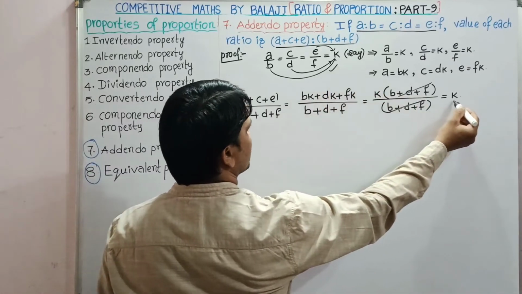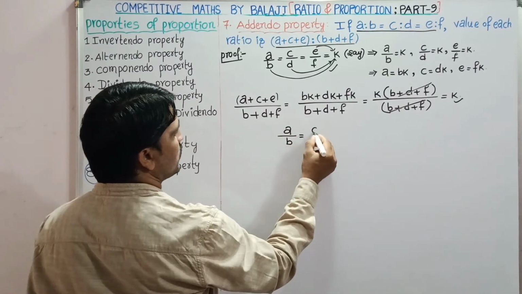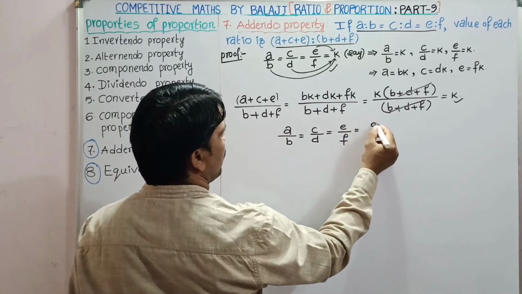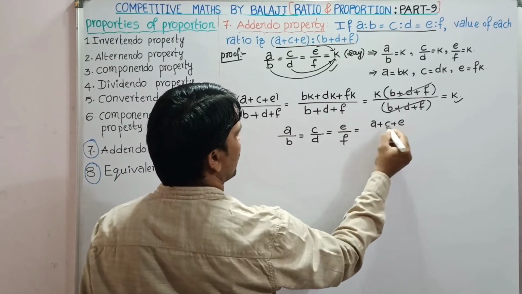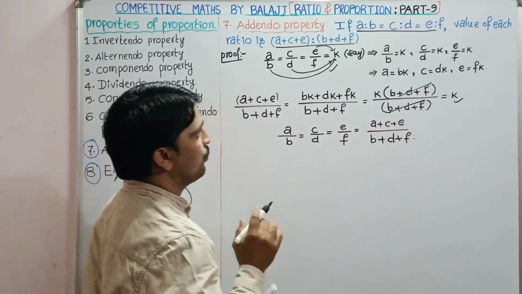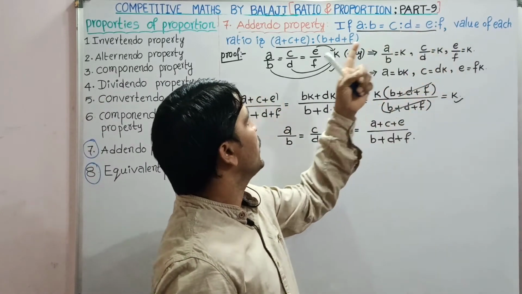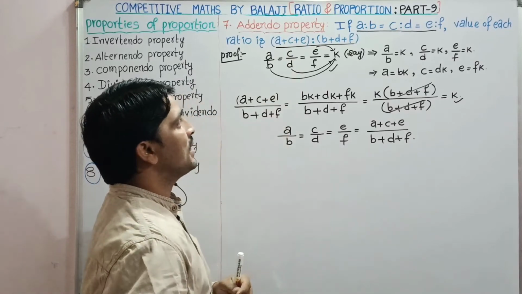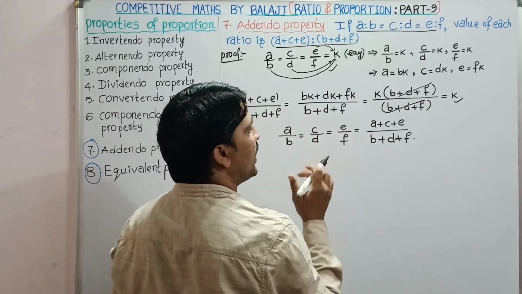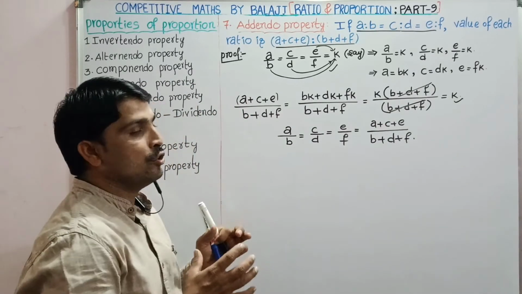From these two conditions, we can write that A by B equals C by D equals E by F, which is equal to A plus C plus E by B plus D plus F. This is our proof. As given, if three ratios are equal, then the value of each ratio is equal to A plus C plus E by B plus D plus F. This is called the addendo property.